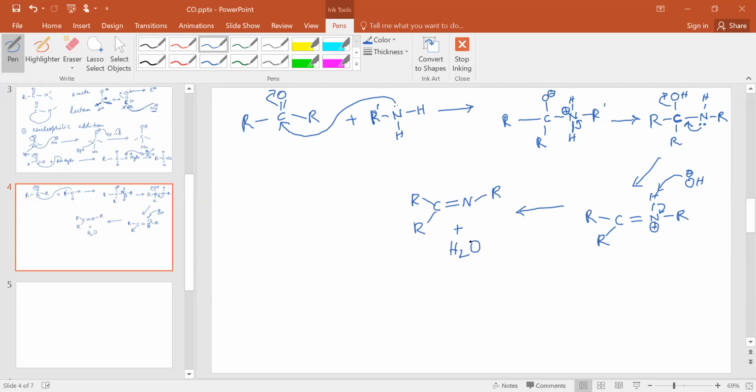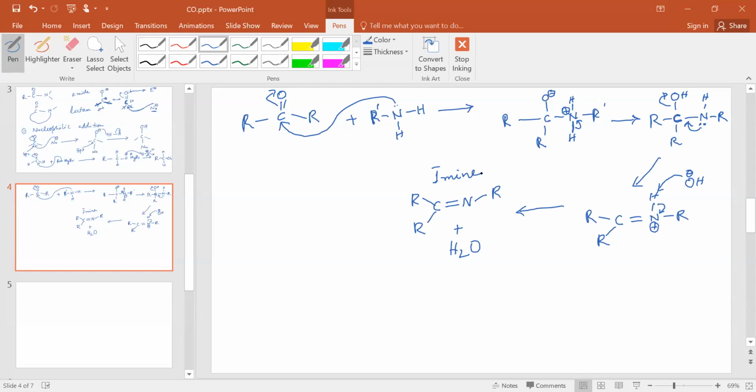So what is this functional group? Carbon-nitrogen double bond. Does anybody remember from organic 1 to organic 2? A carbon-nitrogen double bond is called the imine functional group. Imine. So this is the final product, and it is slightly different.